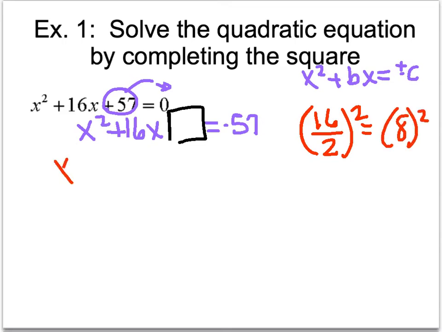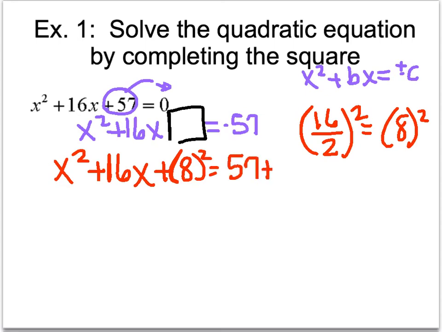And so we're going to add that term in, and because I do it on the left side, I also am going to do it on the right side, because you have to keep your equation balanced. Okay, so this trinomial is going to become x plus 8 all squared.